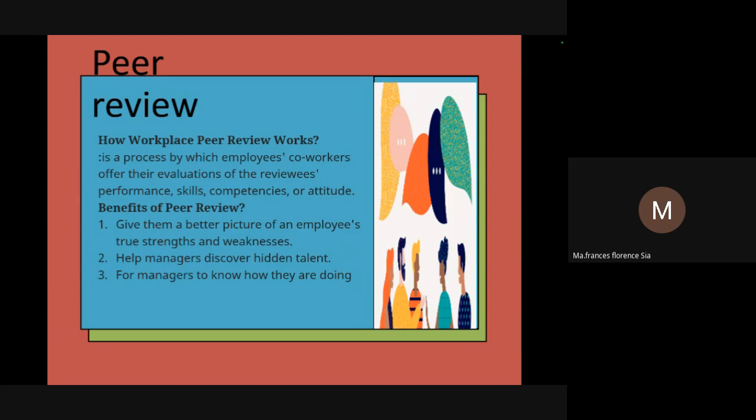So, the benefits of peer review. Number one, it gives managers a better picture of an employee's true strengths and weaknesses. This, in turn, can help the managers develop training and development programs that can include the specific skills that each employee needs to improve. Then the second one is it helps managers discover the hidden talent of the staff. This is common for the quiet performers who routinely produce exceptional work without recognition. Kaya naman kay uban nga maghilom-hilom ra pero if tagaan nimo siya og kuan marag kanang buhatonon kay maayo ra gid siya. Then, for managers to know how they are doing, the feedback from the reviews can help them see how they grow and where they need to improve.